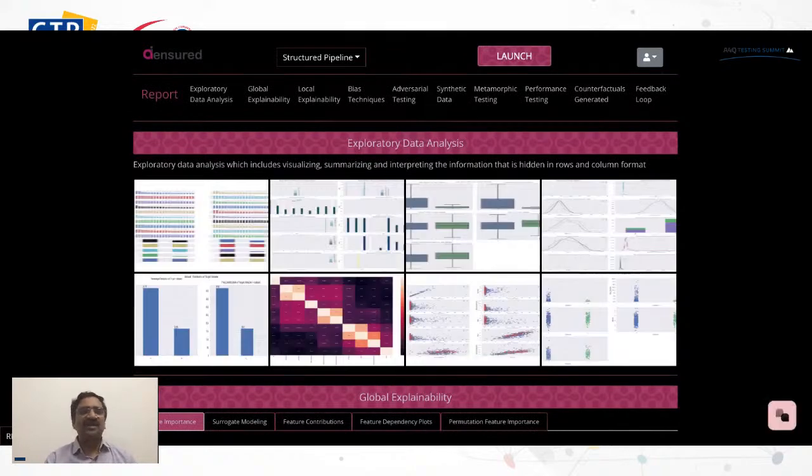A lot of different types of graphs can be plotted. You can do exploratory data analysis. You can look at explainability. You can look at bias. You can look at attacks, right? Metamorphic testing, and so on.